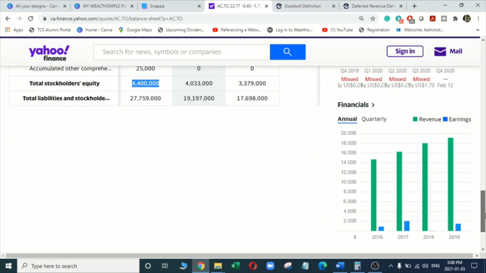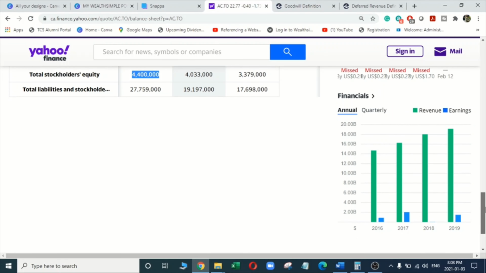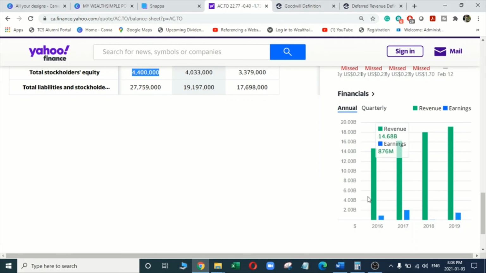If we go into this tab, we can see that on an annual basis, the revenue is growing at a pretty good pace. But if we go into the earnings ratio, it says that in 2016 it was 876 million, then in 2017 it was 2 billion, then in 2018 it had a huge dip and came to 37 million, which is not good.